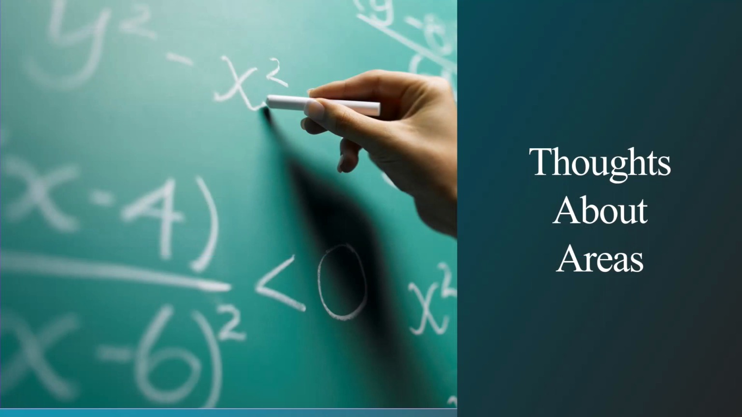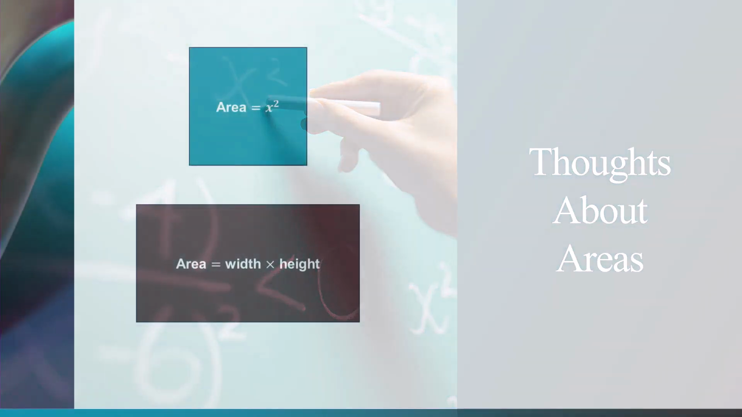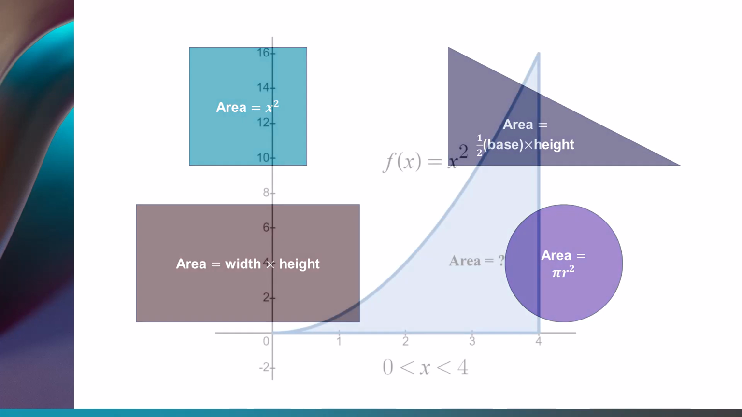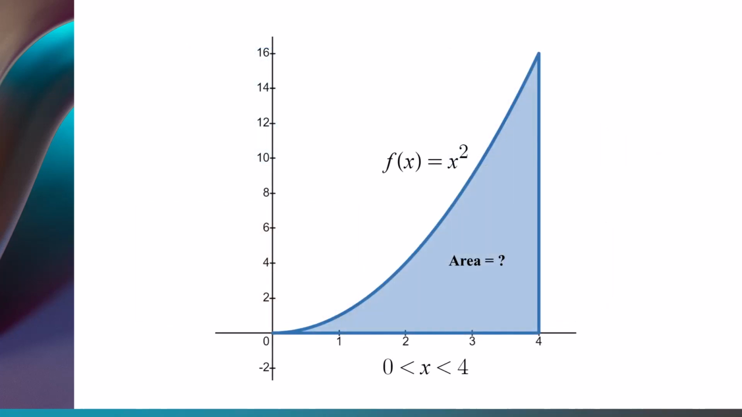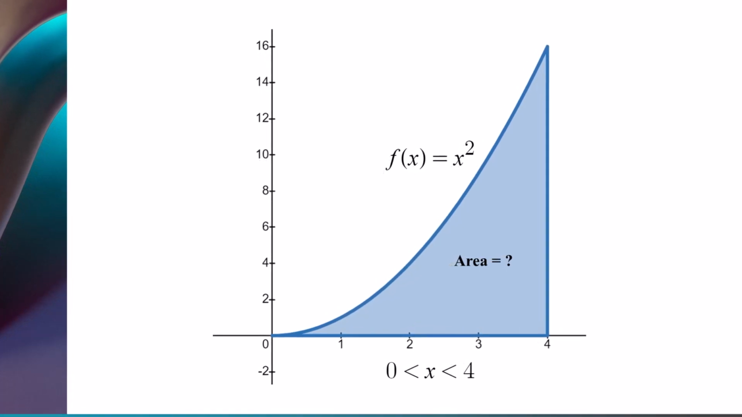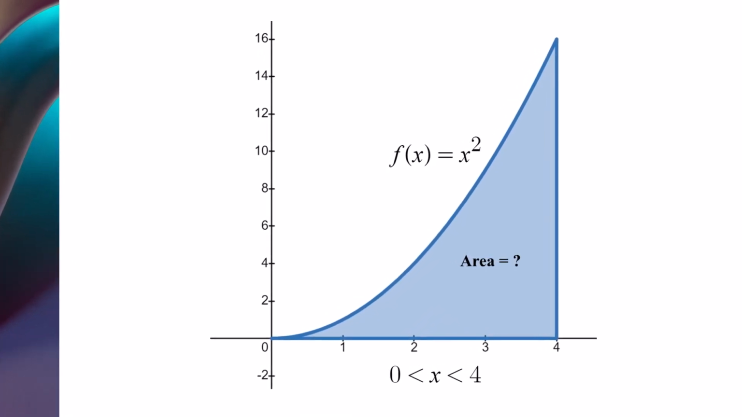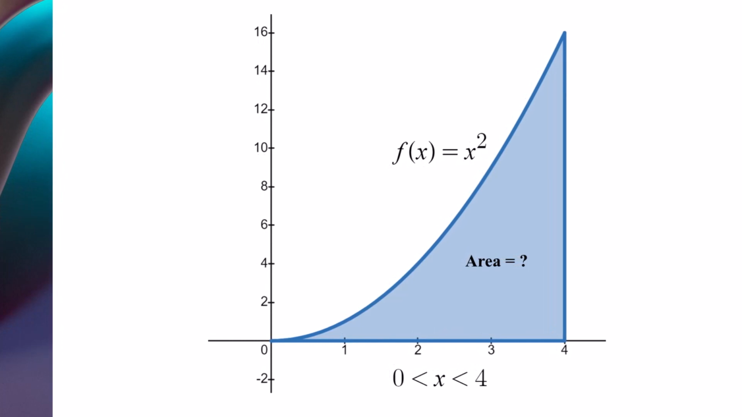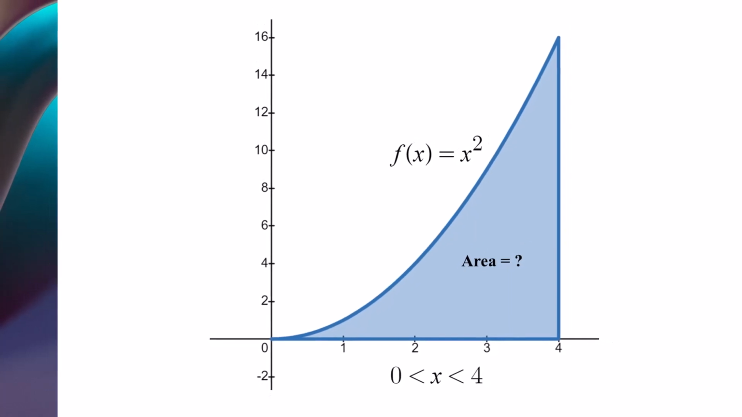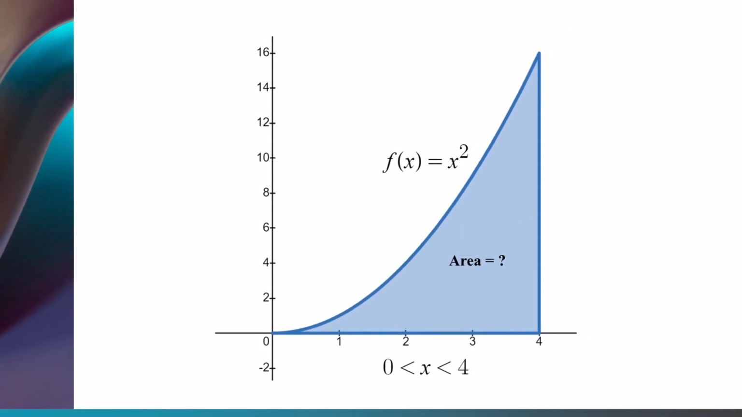Now there are certain geometric figures for which it is easy to find the area, things like squares or rectangles, perhaps triangles or circles. Suppose, however, that we wanted to find the area of a region under the curve of a certain function. For instance, let's say that we wish to find the area under f of x equals x squared, where x goes between 0 and 4. This region is somewhat irregular, which adds to the complexity of finding the area.